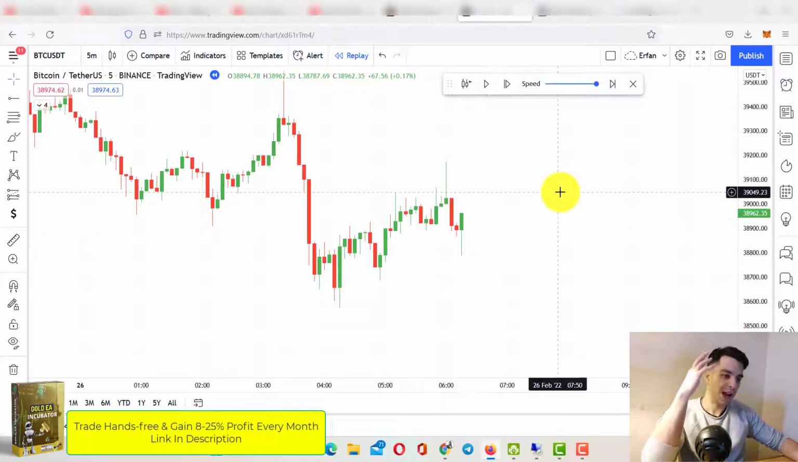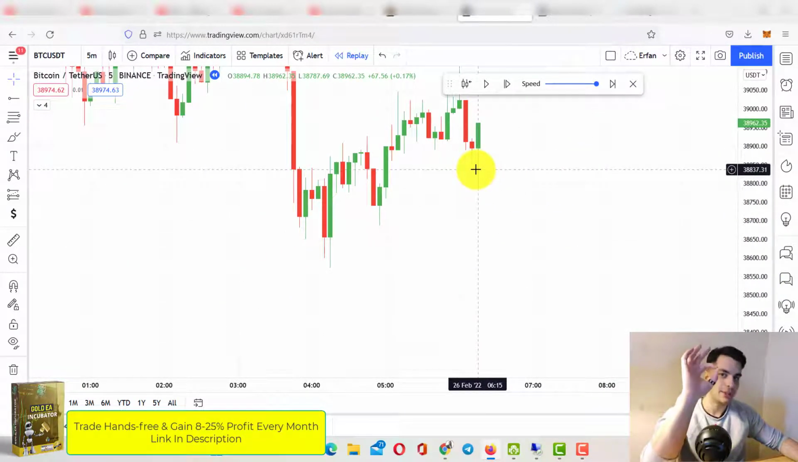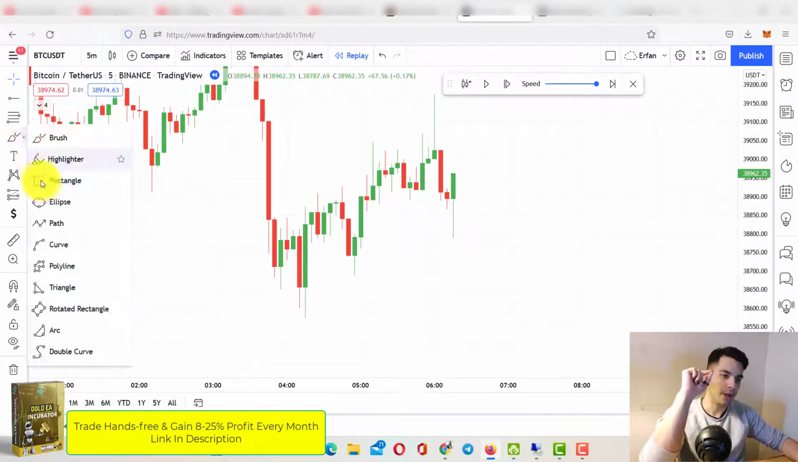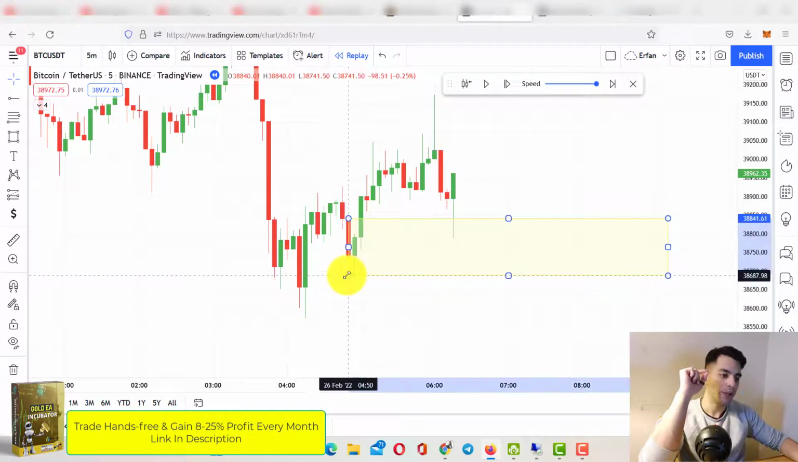So what's going to happen exactly after that? It's very easy, guys, because if you pay close attention, you'll notice that we have a high probability order block from here to here. And why is it a high probability order block?